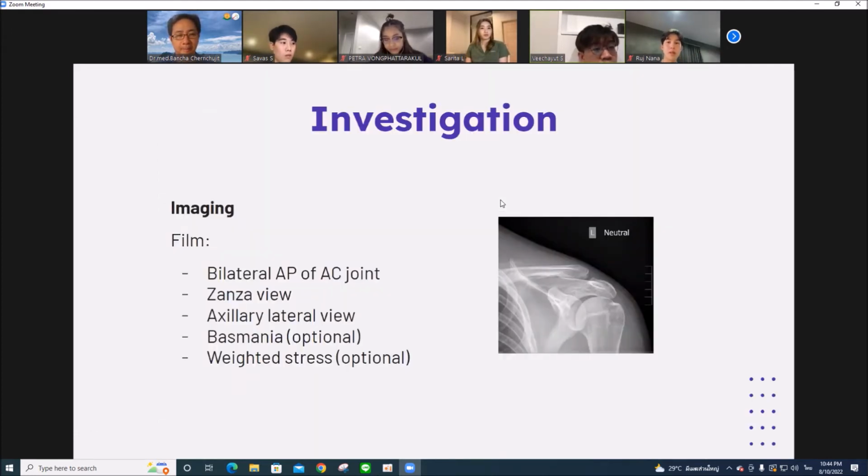Next we're going to talk about investigation, which is films of the AC joint. Most commonly we will send a bilateral AP view of the AC joint, Zanca view, axillary lateral view, and Basmania view, which is also known as the cross-body adduction view or weighted stress view. But to my understanding, the weighted stress view causes the patient lots of pain and is not commonly done.